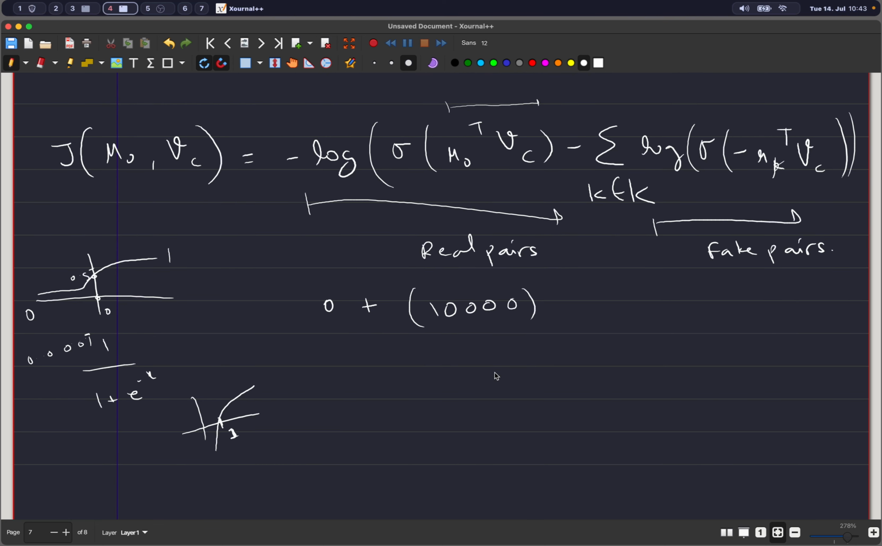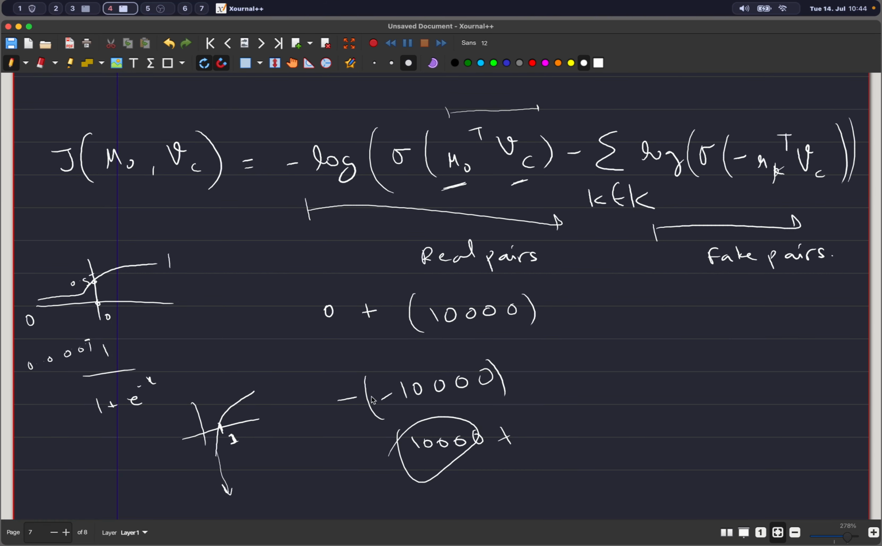Now suppose it is the opposite case, where the correct pair has a very low similarity. Let's not take 0; suppose it comes out to minus 100. Sigmoid of minus 100 is almost 0, and log of 0 again explodes towards a very big number. So with the minus sign it gives a very heavy penalty for having wrong vectors for real pairs. This is how the loss function is designed for this particular problem.